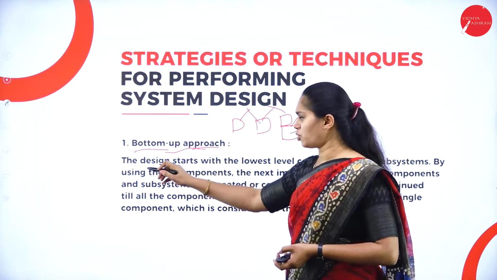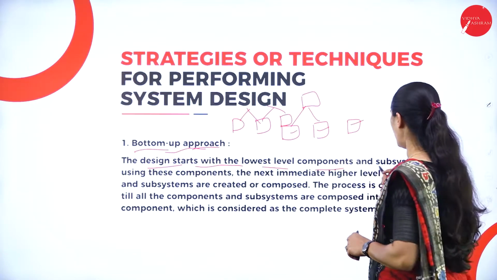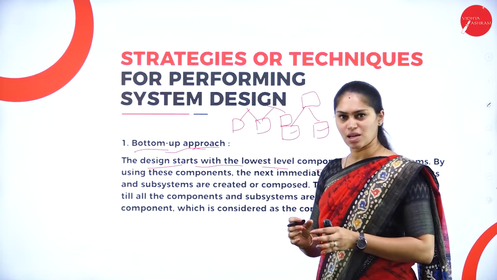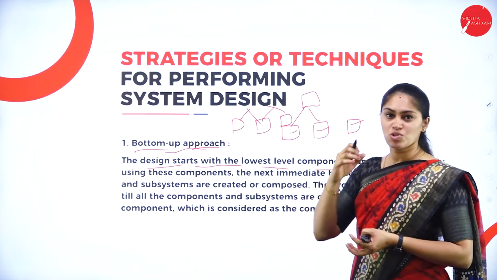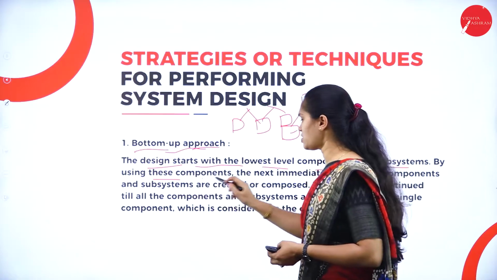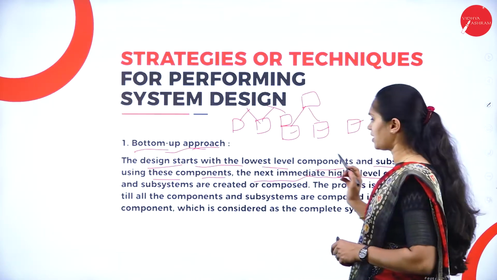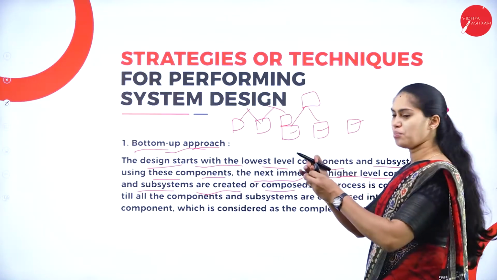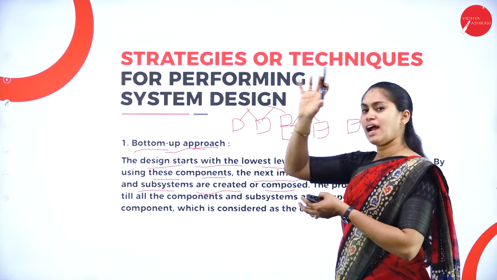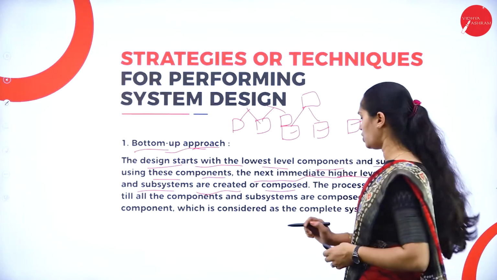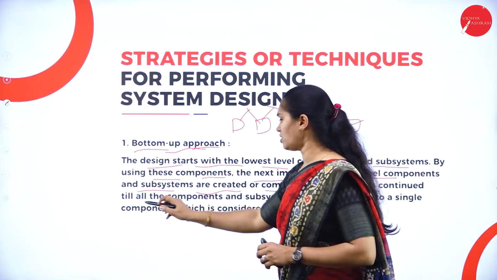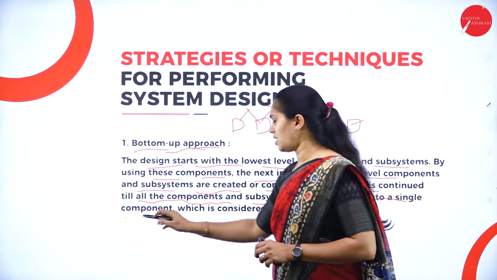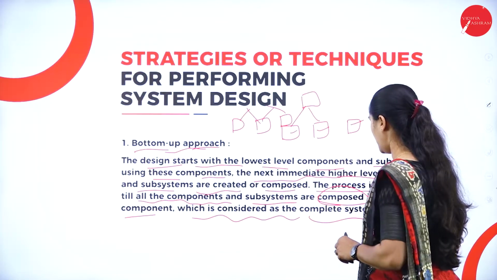In the bottom up approach, the design starts with the lowest level components and subsystems. Here we have lower level modules or subsystems, and based on my requirement, I choose all those subsystems. Using these components, the next immediate higher level components and subsystems are created or composed. When we compose from lower level to higher level, at the higher level we get a solution. The process continues until all the components and subsystems are composed into a single component, which is considered a complete system.